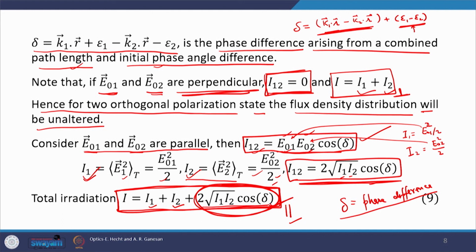This is the final expression which we obtained today, and I stop my lecture here. In the next class, we will move further from equation number 9, analyze it for different values of delta, and we will see what type of fringe pattern we get.